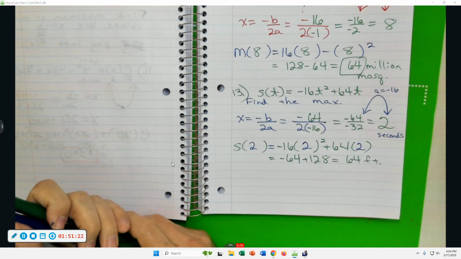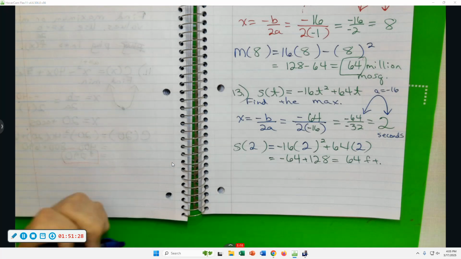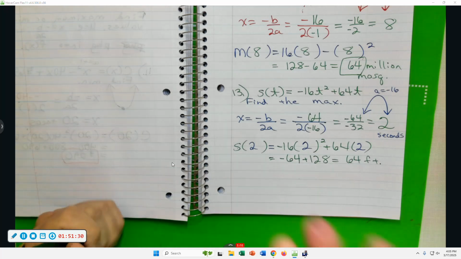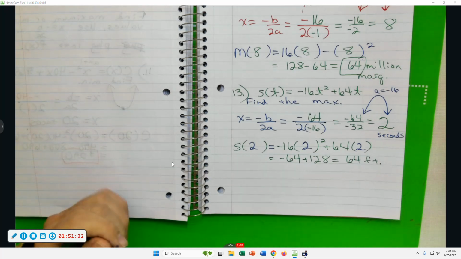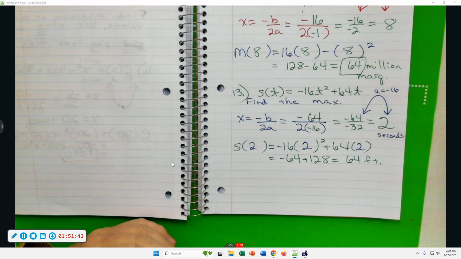So this object was thrown up from ground level. It went upward for 2 seconds. It was projected upward. It got up as high as 64 feet. And then what happened after the 2 seconds? What did it start doing? It went up for 2 seconds and then it started going back down. Correct. But our answer is the height is 64.